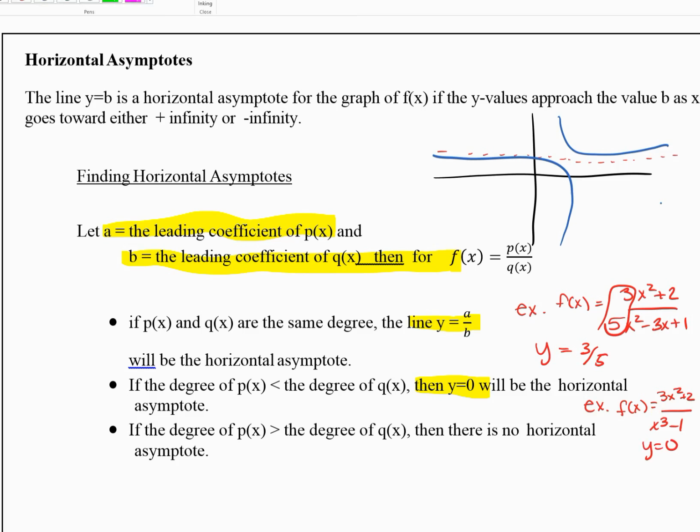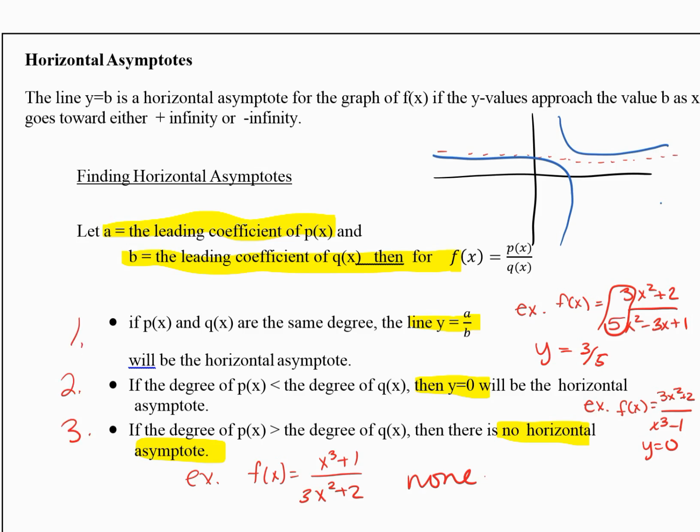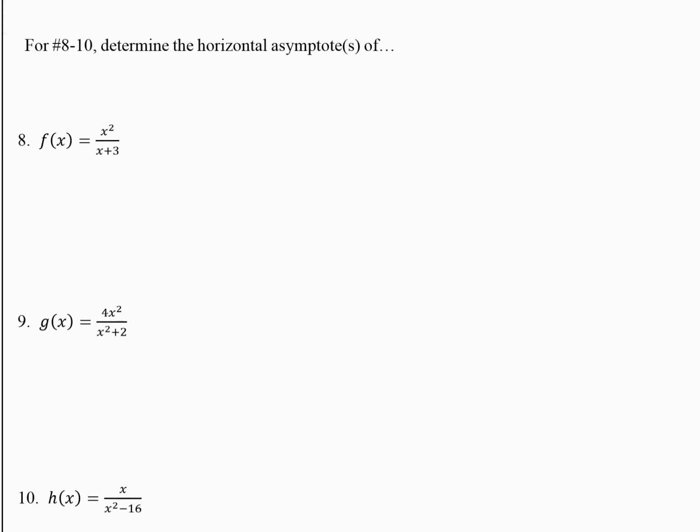And then the last case, if the degree of the top is bigger than the degree of the bottom, for example, if we had f of x equals x cubed plus 1 over 3x squared plus 2, then the rule is that there is no horizontal asymptote. You could just say no horizontal asymptote or none. So you look at the degrees and then use these 3 rules to decide what the horizontal asymptote is. Let's actually do some examples of finding horizontal asymptotes.